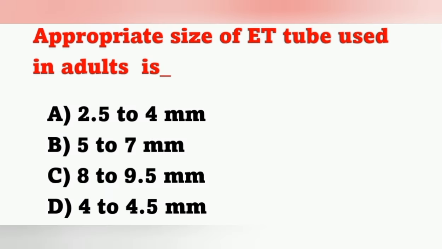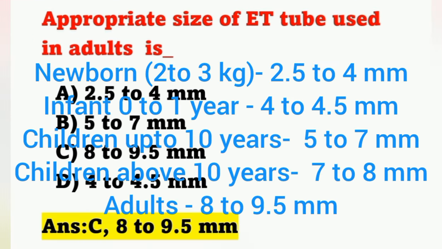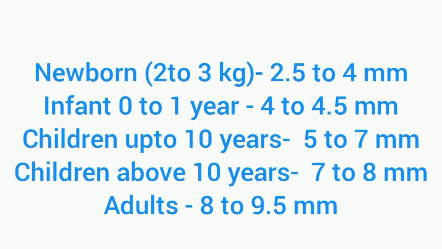Move on to the next question. Appropriate size of ET tube used in adults. Options: option A 2.5 to 4 mm, option B 5 to 7 mm, option C 8 to 9.5 mm and option D 4 to 4.5 mm. Correct size of endotracheal tube used in adults. And the correct answer is 8 to 9.5 mm for adults.